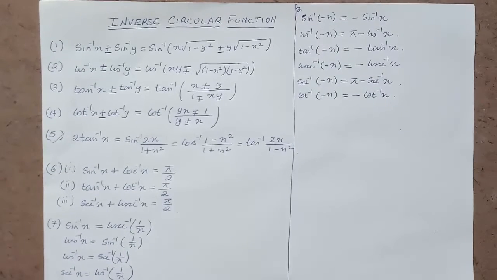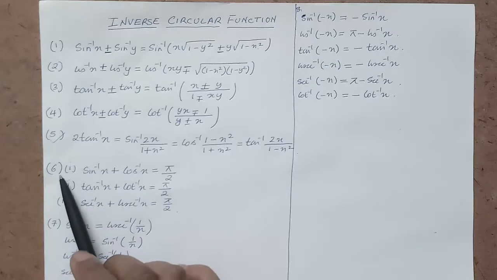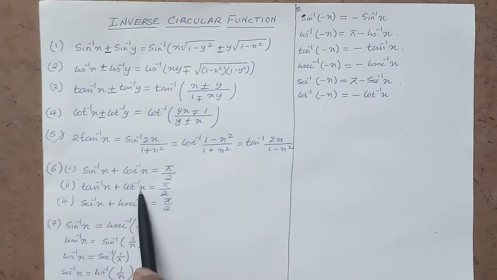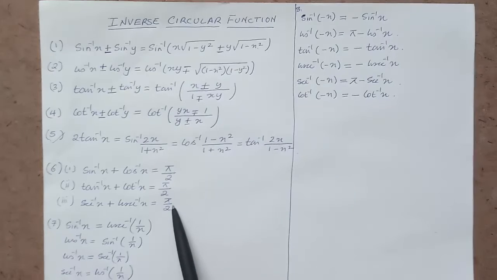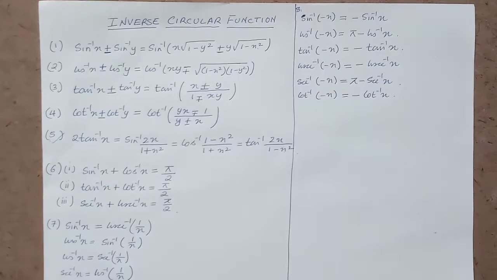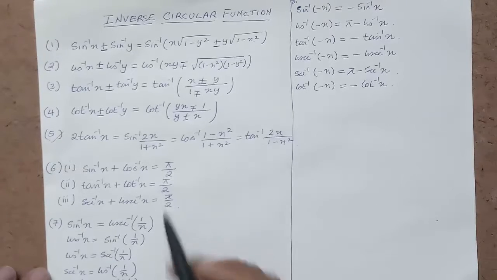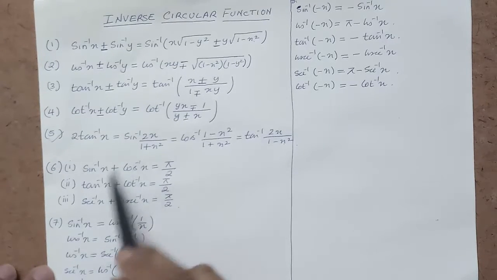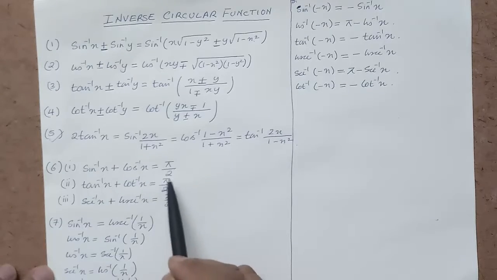Next is the property. Property number 6: sine inverse x plus cos inverse x is pi by 2. Tan inverse x plus cot inverse x is also pi by 2. Sec inverse x plus cosec inverse x is also pi by 2. These things you have to remember. And this property will be used in solving the numericals. We will use this property if the right hand side angle is 90 degree.